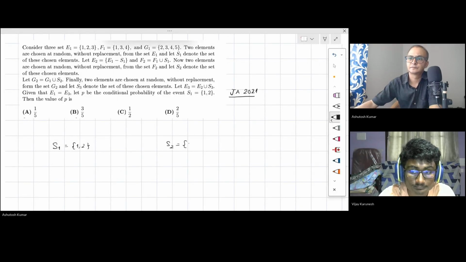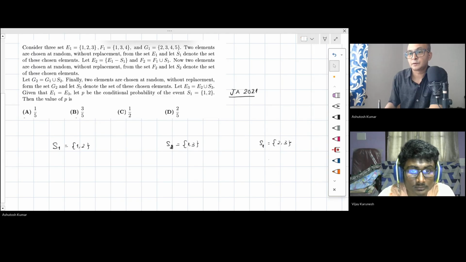So S1 can be 1, 3, and then again S1 can be 2, 3. These are the three possibilities we have. Now E2 can be 1, 2, or 3, sir, the subset of E1 with one element.